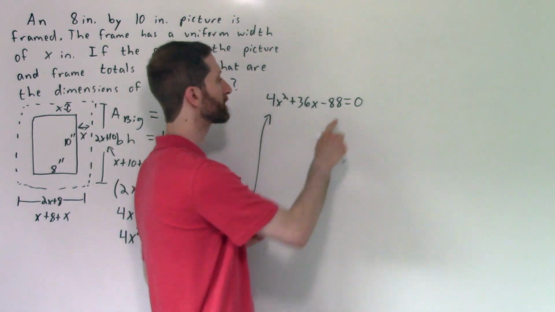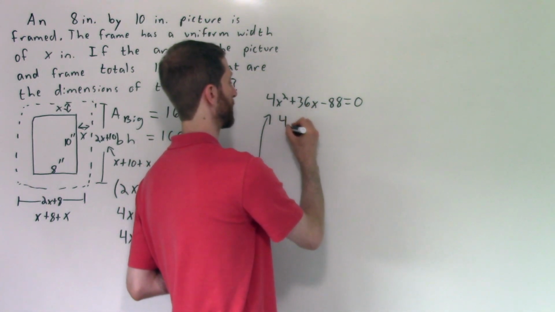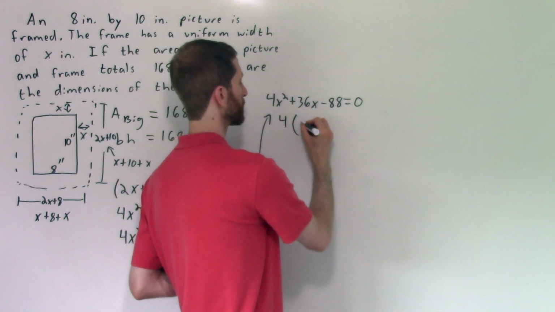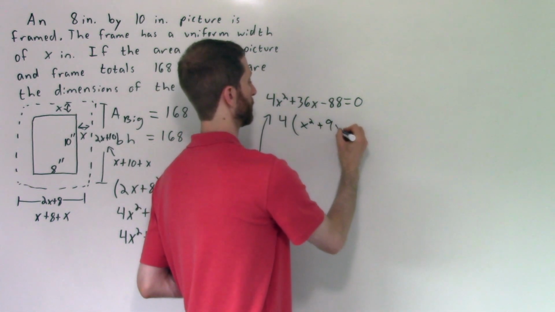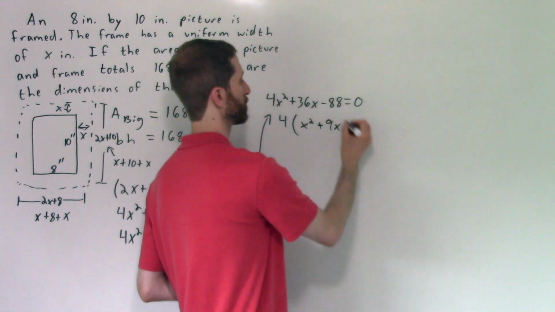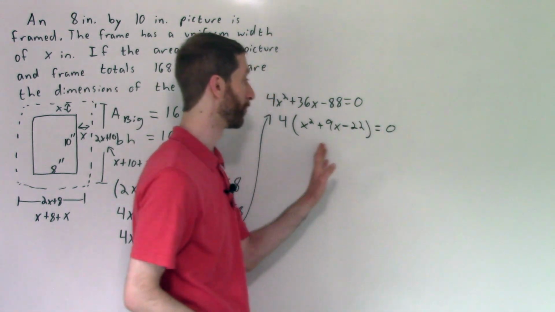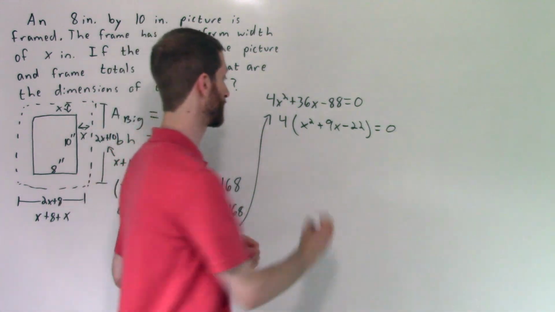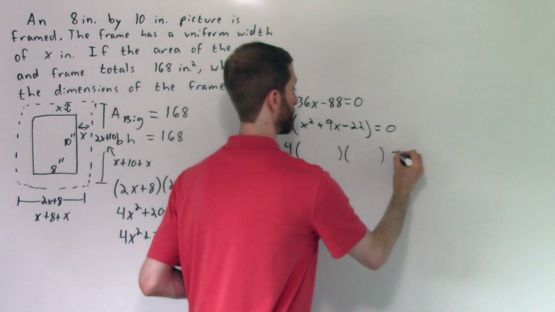So I've got a greatest common factor of 4, so you bet I'm going to pull that out, and I'm going to factor if I can. So I've got 4 times x squared gives me 4x squared. 4 times 9x would get me 36x, and 4 times 22 would get me the 88 that I want. Let's see if that factors, because if it does, we're in luck. So I've got the 4 on the outside that's set equal to 0.